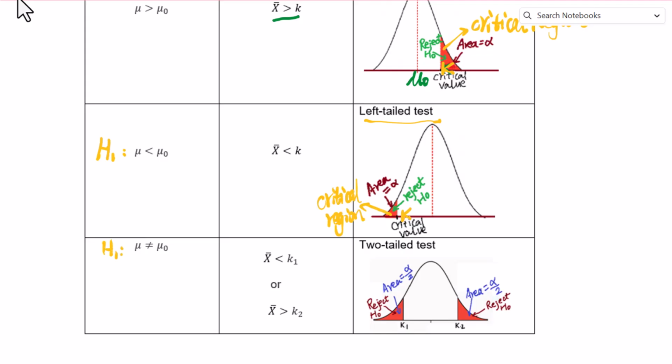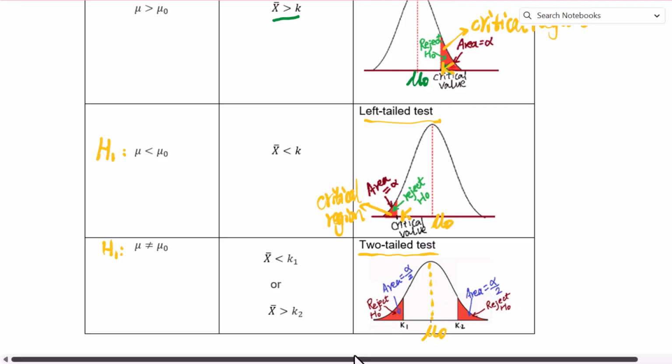For H1, mu is not equal to mu 0, two-tailed test. We have K1, K2. Remember, the mean is mu 0. This is mu 0. Then we have 2 critical regions: X bar less than K1 or X bar greater than K2.